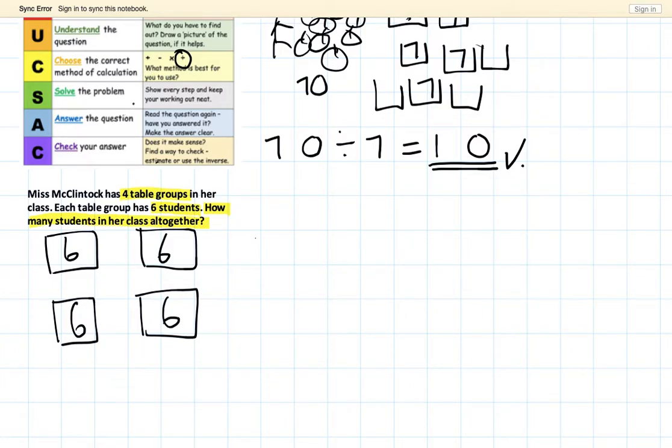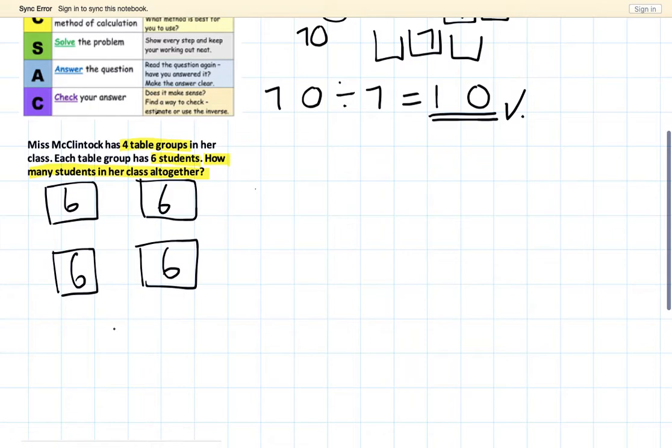Choose the correct method of calculation. Alright. So what do I need to use? Am I dividing here? No, I'm multiplying because I'm going 4 tables, 1, 2, 3, 4 times 6 students on each table. Okay, so I figured out that my method of calculation is multiplication. Now I'm going to solve the question. Okay, let's solve the question. So 6 students times 4 tables each equals, what's 6 times 4?